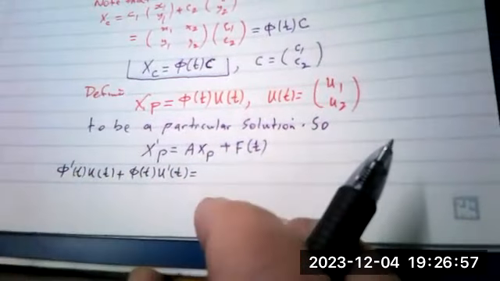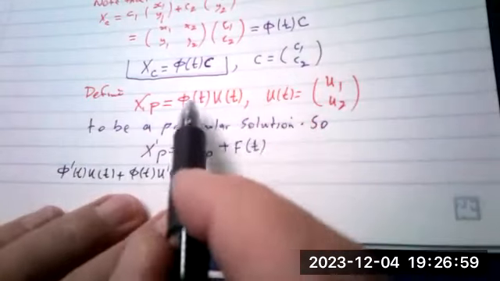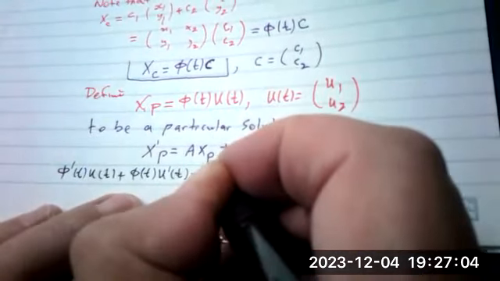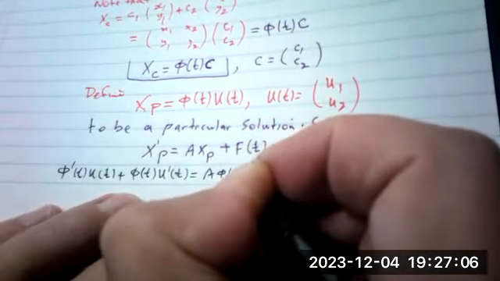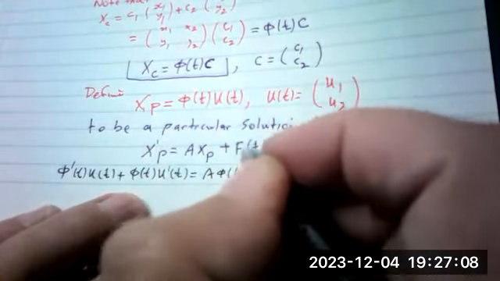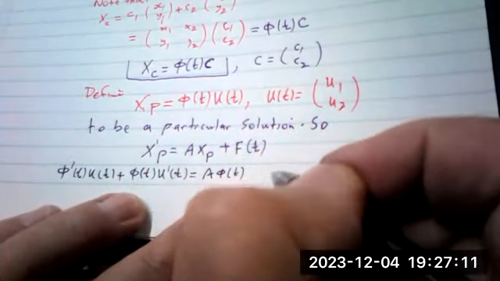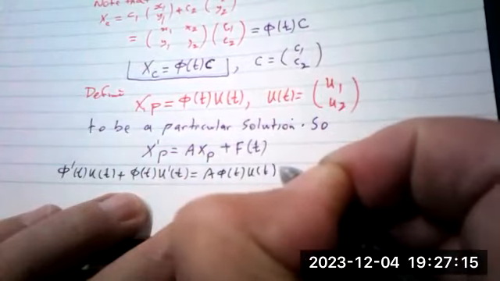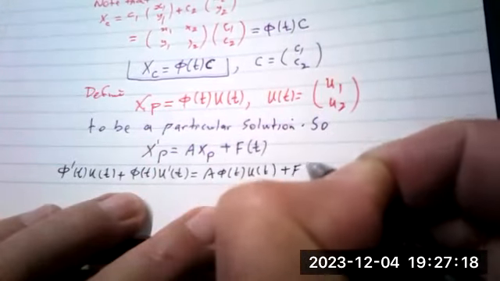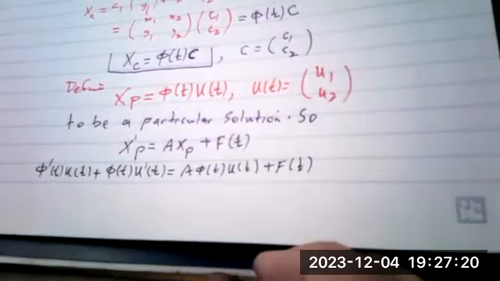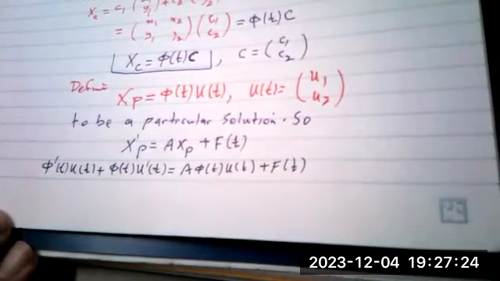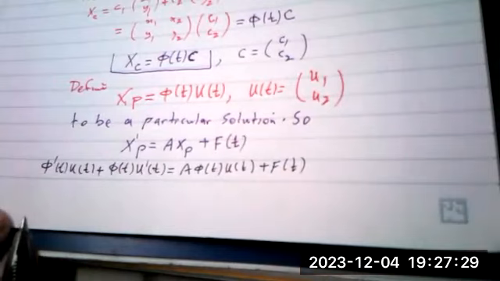Okay, it's going to be equal to what? Equal to a times x_p. This is x_p. You multiply by a, so that gives you a phi of t, u of t, plus f of t here. Okay, this is what we got so far. Any question?